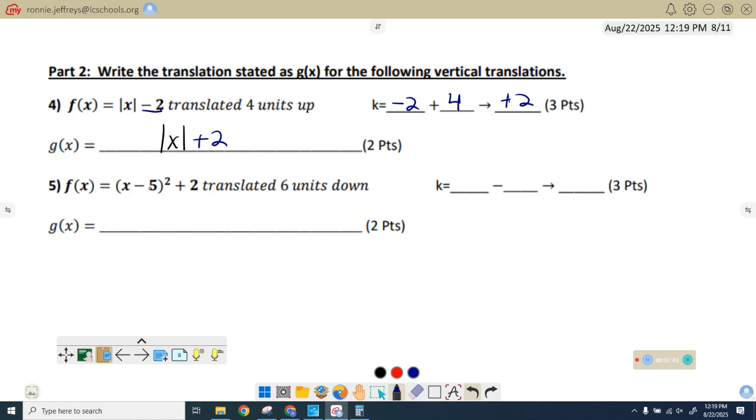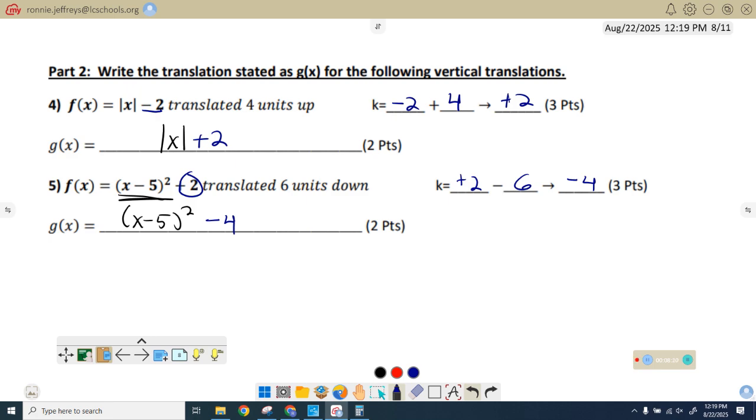Now on number 5, this has an H. We do not care about that, because it will not change. This is the only thing that will. Our K is a plus 2. It says translated 6 units down, so we would subtract. There's even a subtraction sign there. Somebody said I made it too simple. I don't know. So 2 minus 6 would be negative 4, so this becomes minus 4.